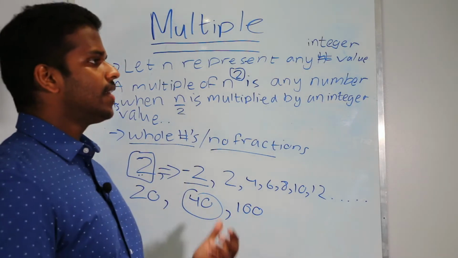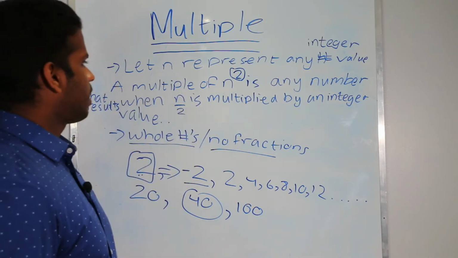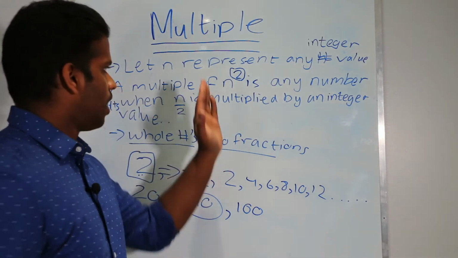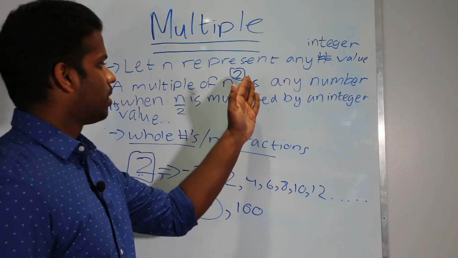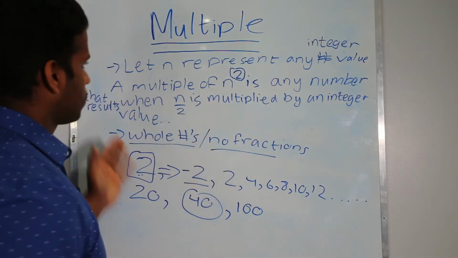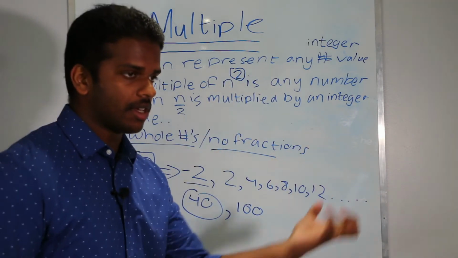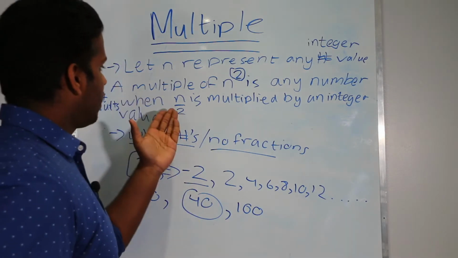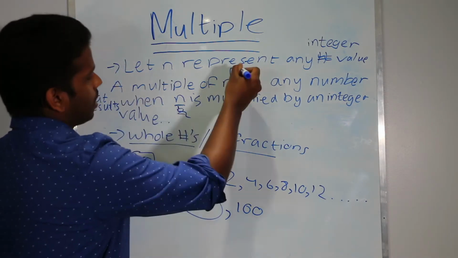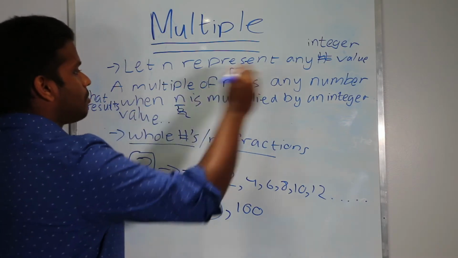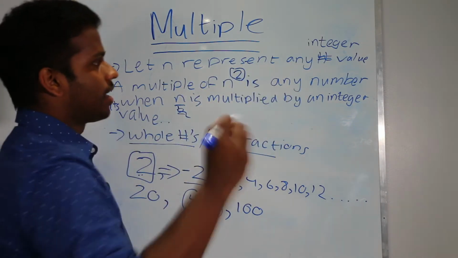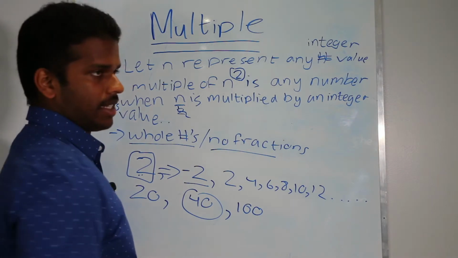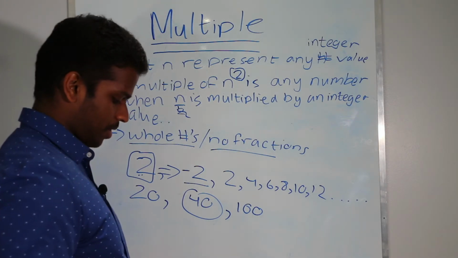So it comes back to our definition. A multiple of n, for any integer value, is any number that results, or is a product, because a product is the result of a multiplication problem, when n, which I put as 2 here because that's the number we use, is multiplied by another integer value. And that's multiples for you.